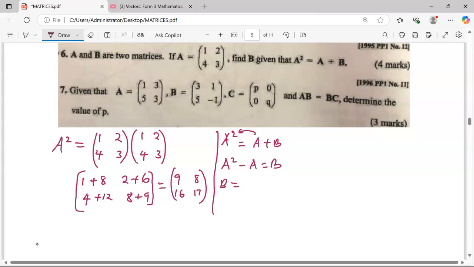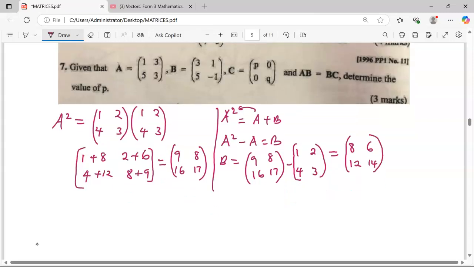That means B will be equal to A squared, which is 9, 16, 8, and 17, minus A, which is 1, 4, 2, 3, and this one is going to give us 9 minus 1 you get 8, then 8 minus 2 you get 6, 16 minus 4 you get 12, and 17 minus 3 you get 14, and that is our B. Therefore, we can say B is equal to 8, 12, 6, and 14, and that becomes the answer to this particular question.